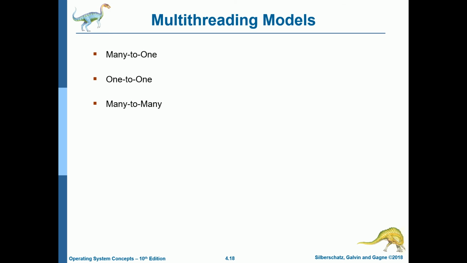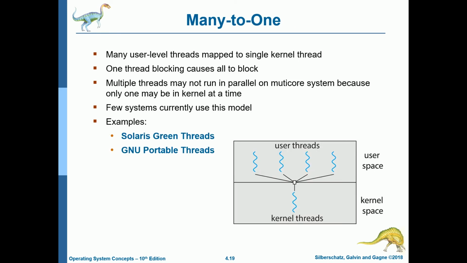Specifically, there are 3 common ways of establishing those relationships from user to kernel, and those are many-to-one, one-to-one, and also many-to-many models. The many-to-one model maps many user-level threads to one kernel thread. Thread management is done by the thread library in the user space, so it is efficient.